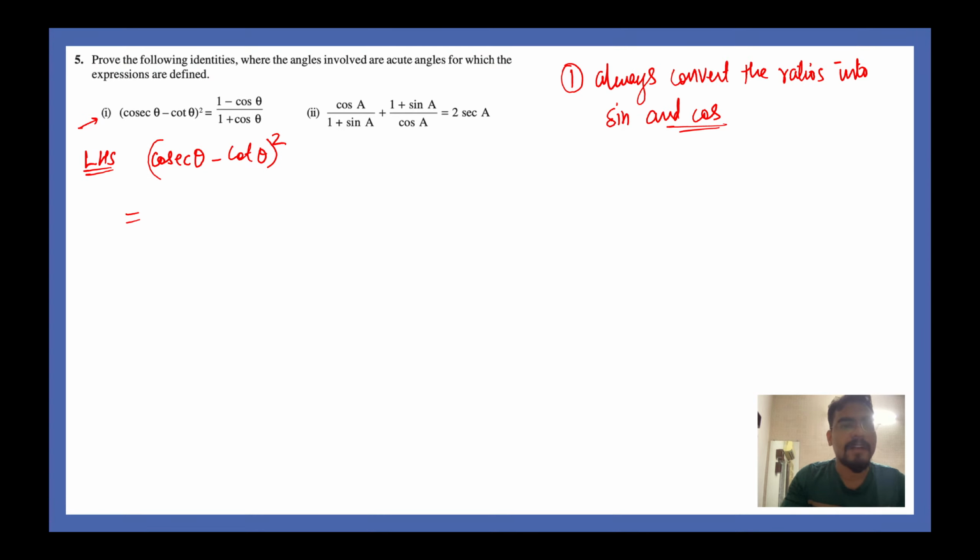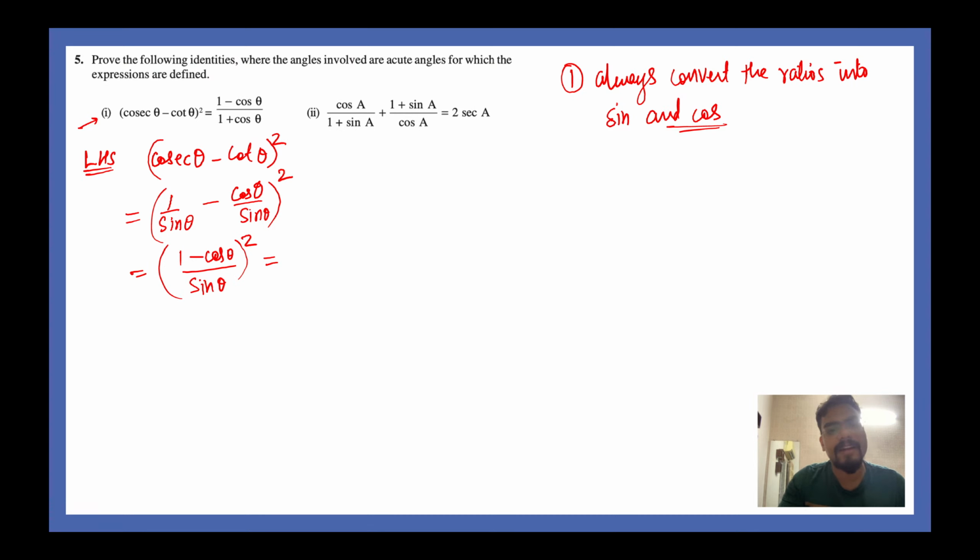Now cosec theta is nothing but 1 upon sine theta, as we all know, right? So cosec theta is converted into 1 upon sine theta, minus cot theta, which is nothing but cos theta divided by sine theta, and the square of it. Now taking the LCM in the next step, the LCM is sine theta, and the numerator becomes 1 minus cos theta, and once again it is the square.